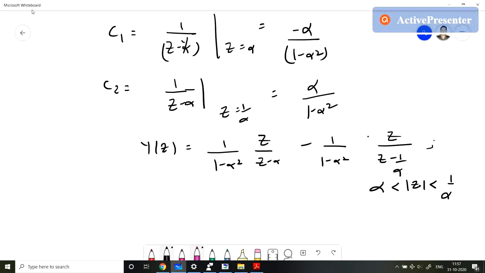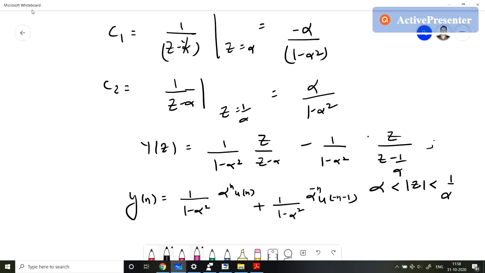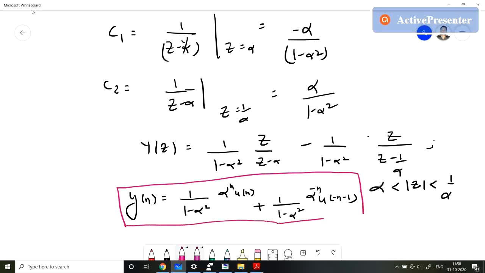This is the ROC. Now if we find the inverse transform, then y[n] is equal to 1 divided by (1 minus alpha square) alpha raised to the power n u[n], plus 1 divided by (1 minus alpha square) alpha raised to the power minus n u[minus n minus 1]. So this is the response y[n].